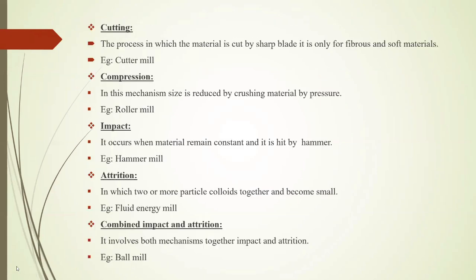First one is cutting. Cutting is the process in which the material is cut by a sharp blade. It is only for fibrous and soft materials. तो कटिंग प्रोसेस में क्या होगा, उसमें हम मटेरियल को कट करेंगे बाय यूजिंग द शार्प ब्लेड्स. एक मशीन होगा, फॉर एग्जांपल द कटर मिल. In that cutter mill, what will happen, it will cut the materials or particles by the sharp blade, and it is only applicable for fibrous and soft materials, because in the case of hard materials it is very hard to cut the particles and all. So it is only used for fibrous and soft materials.